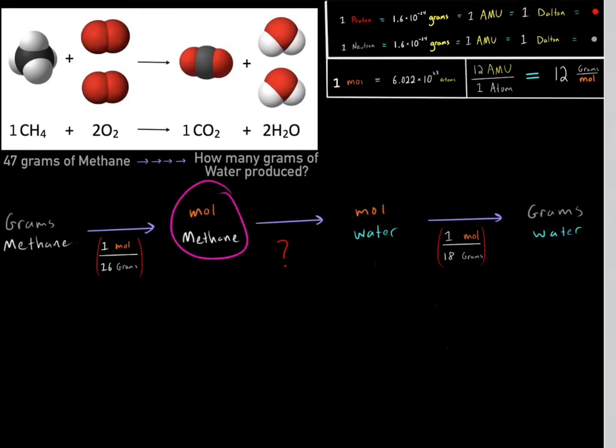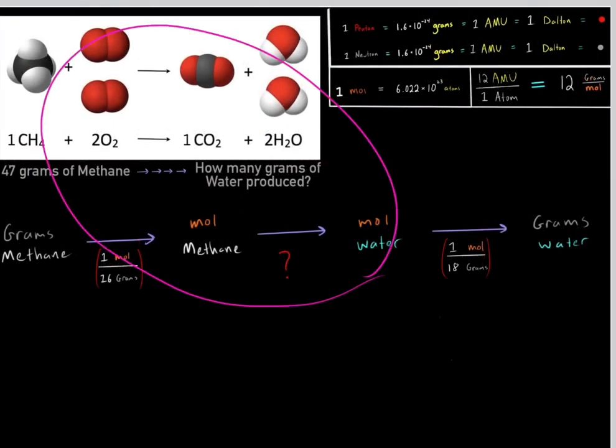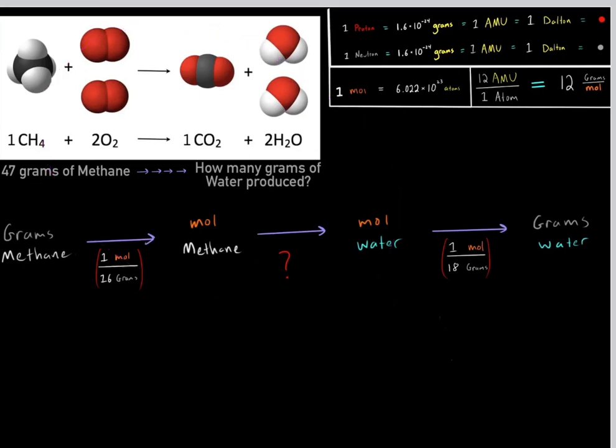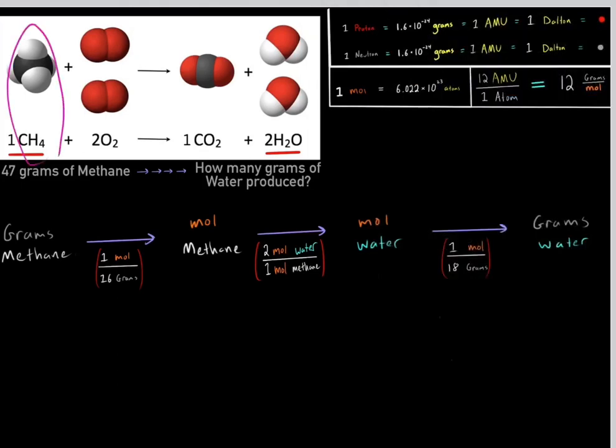However, how do you go from moles of methane to moles of water? If you were to think about this very abstractly, it would be a very complicated question. But it's actually really easy. All you need to do is look at the stoichiometry of the balanced equation. And we see, based on the stoichiometry, 1 molecule of methane is needed to produce 2 molecules of water. So that's our conversion: 1 mole of methane is needed to produce 2 moles of water.